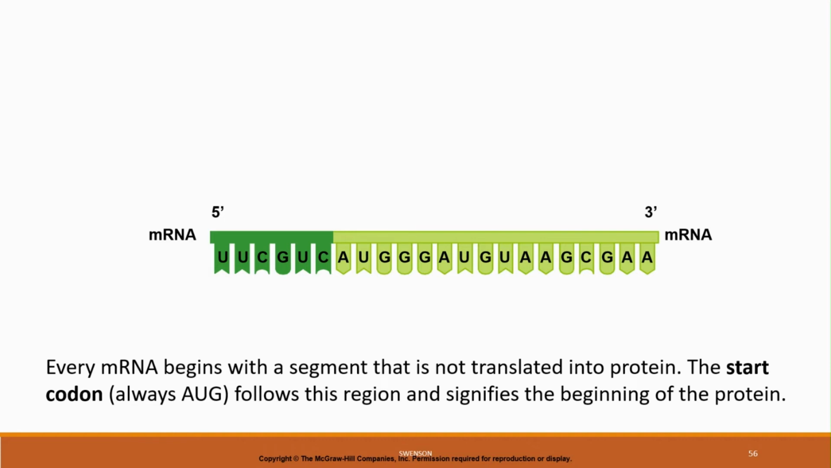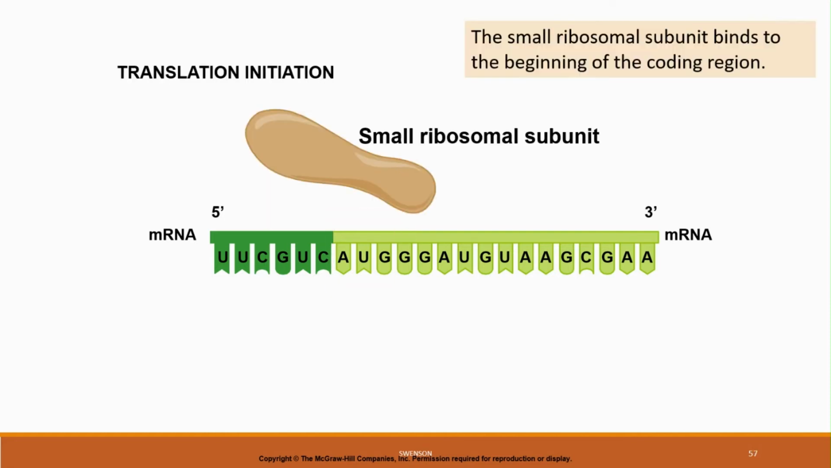Every mRNA begins with a segment that is not translated into protein. The ribosome has to find the beginning of the code for the protein. The signal to begin translation is called the start codon. If you refer to your codon chart or remember, you will see that this is AUG. So here's the untranslated region. Here's our start codon, and the small ribosomal subunit binds to the beginning of the coding region.